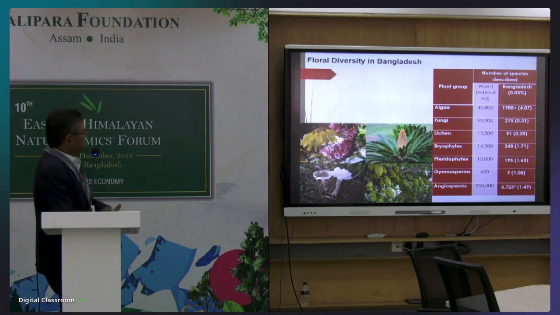This is a graph that shows the number of species in plant groups, and on the right-hand side you see the number of different plant species of different plant groups in the global picture. We compared the Bangladesh picture and the global picture.